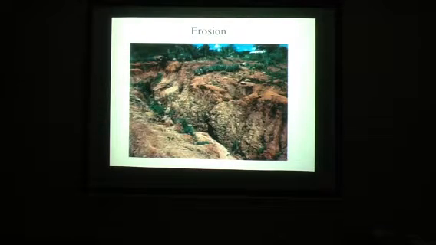Erosion, linked to glaciation but also linked to rainfall or wind or human impacts, is the weathering or working away of soil, dirt. As you see here in this photograph, the rain has washed out this large ditch.